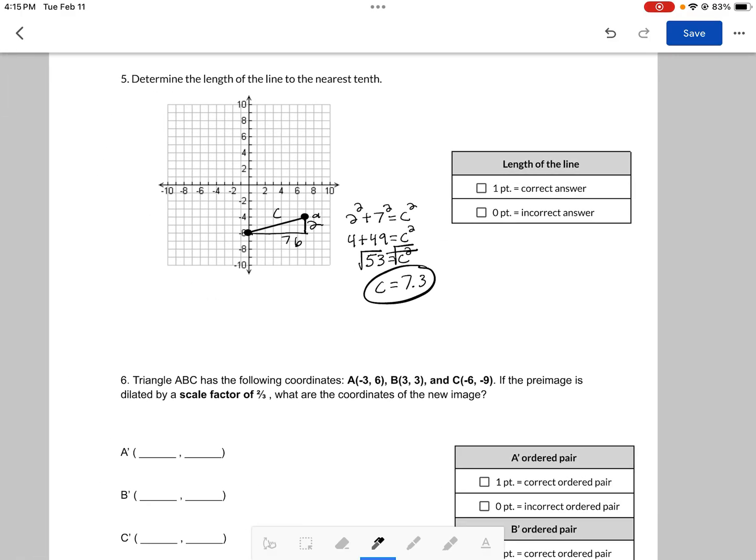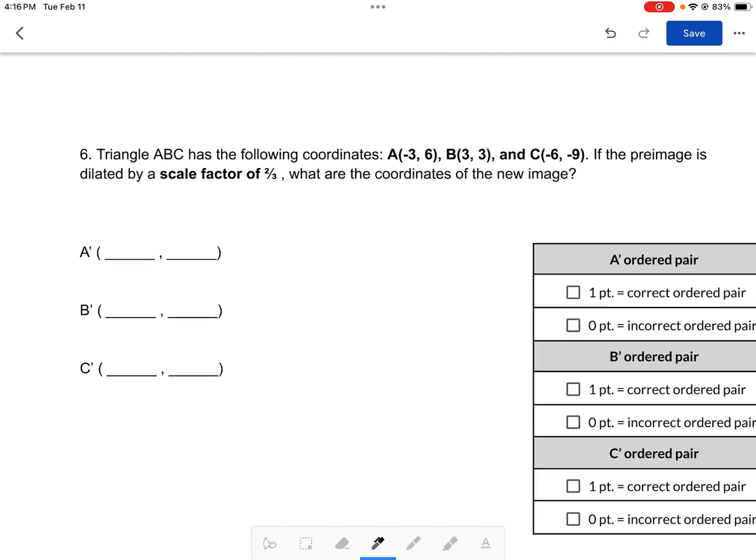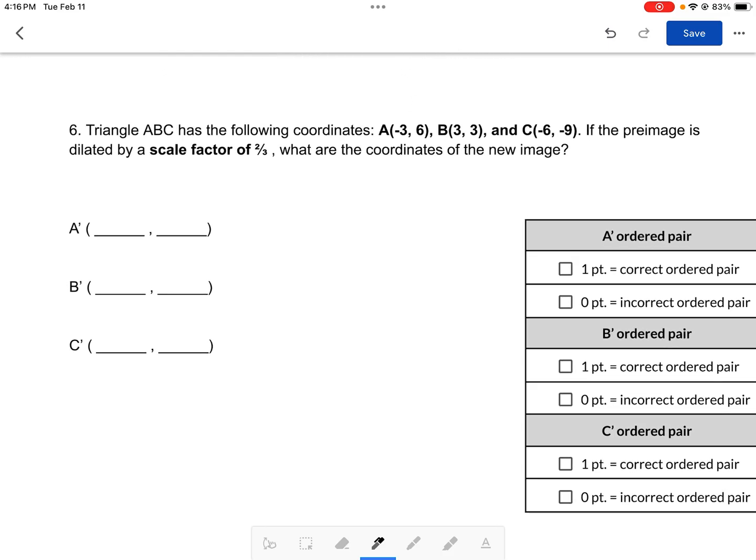Okay. All right, finally, the last one here is this triangle ABC has the following coordinates. If the pre-image is dilated by a scale factor of 2/3, what are the coordinates of the new image? When I solve this, I'm going to take each of the coordinates, x and y, and multiply them by 2/3.